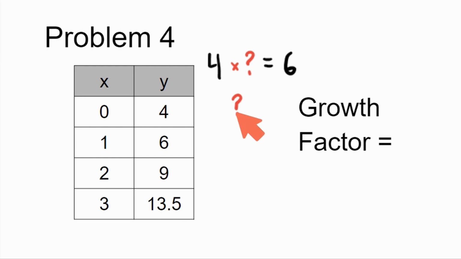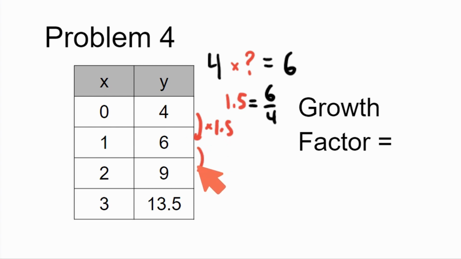I could rewrite this as, if I divided both sides by 4, the 4 would cancel out, leaving me with just the growth factor, and the other side will get 6 divided by 4. So dividing both sides by 4, we get 6 divided by 4. And I can see that our growth factor is going to be 1.5 because 6 divided by 4 is 1.5. So I know my growth factor is times 1.5. 4 times 1.5 is 6. 6 times 1.5 is 9. And 9 times 1.5 is 13.5.